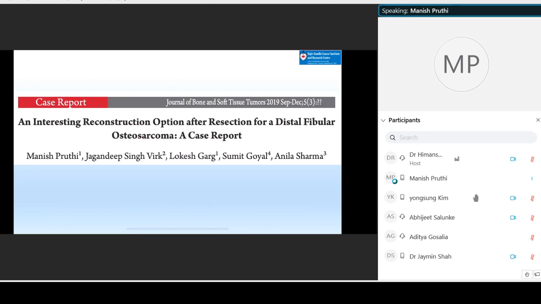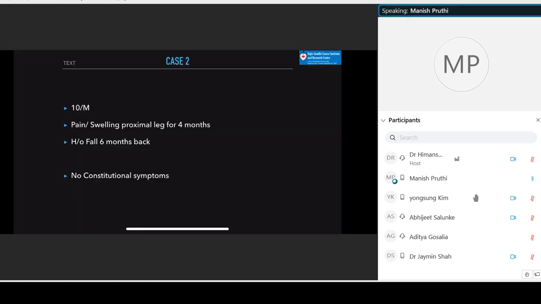This was a case report only, but it was accepted because it was a very atypical reconstruction and a very rare site of a tumor. Another case that I would like to discuss is a similar situation, where we cannot use a megaprosthesis in a small, young patient, and this is not the best option also.